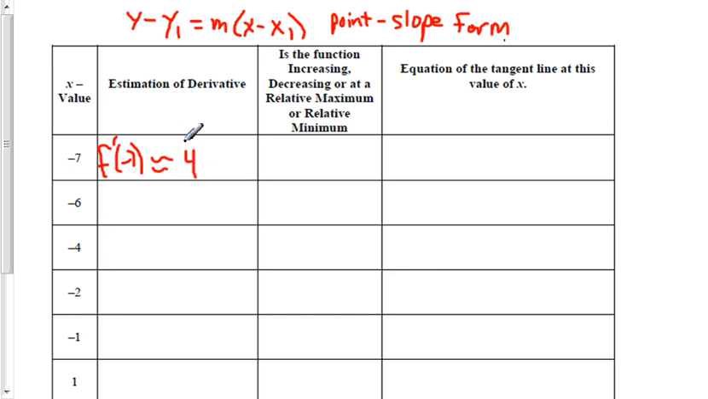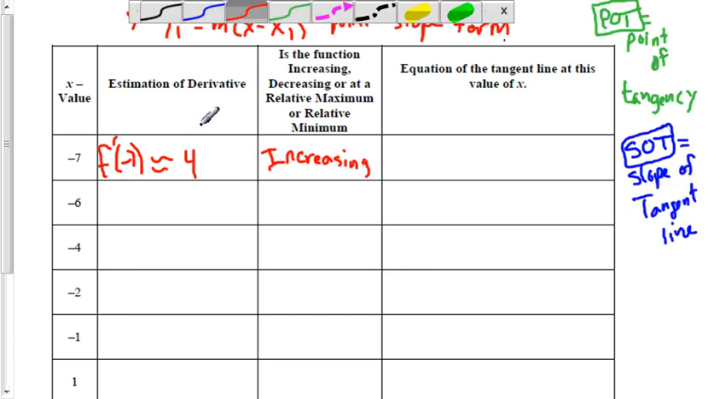Is the function increasing, decreasing, or at a relative max or relative min? Well, the slope is positive, and I can see that it's going from down below up as I move left to right, so it's increasing. Okay, so we said it was increasing.